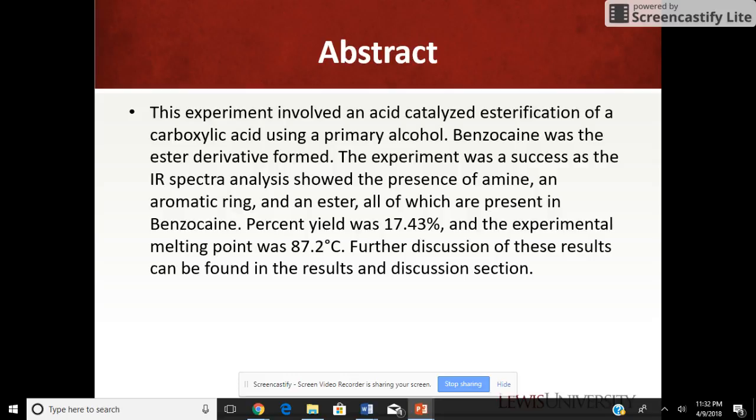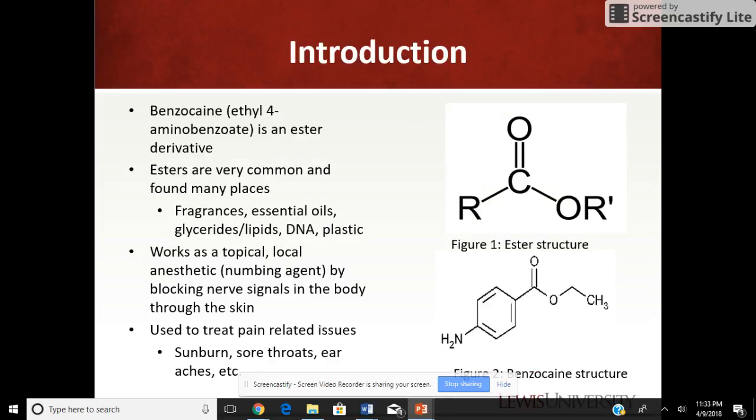Benzocaine was the ester derivative that was formed. Overall, the experiment was a success as the IR spectra analysis showed that the functional groups that are in benzocaine were found in the experimental IR. And then the percent yield was a little bit low at 17.43%, and the melting point was slightly off at 87.2, but I'll get to why those values are off soon.